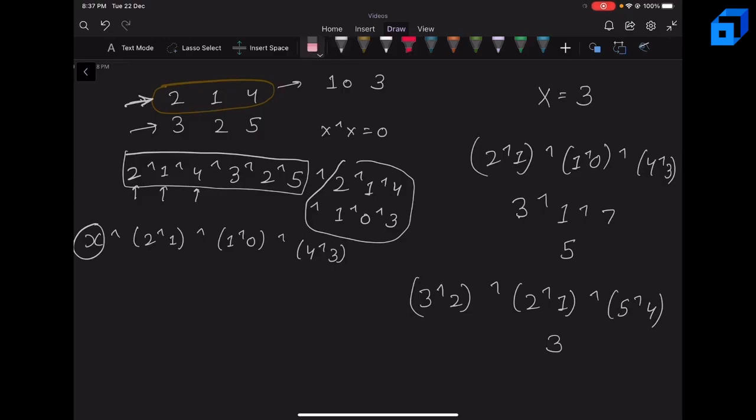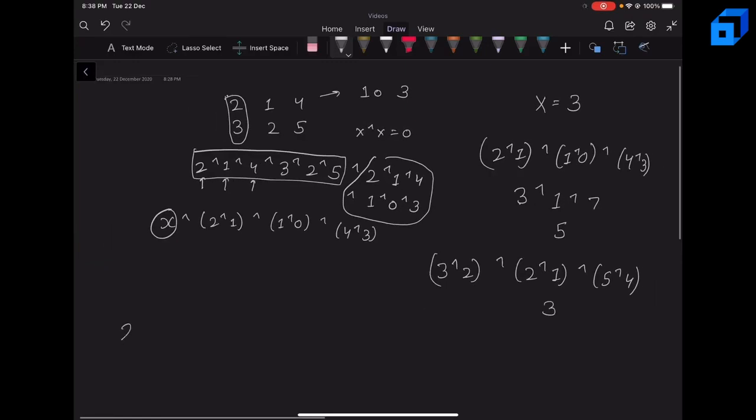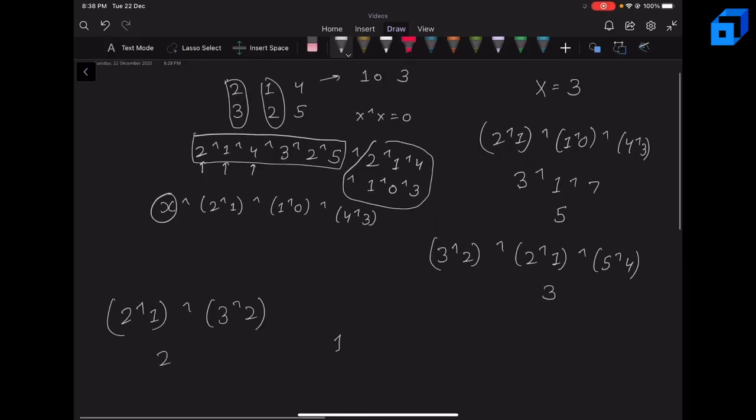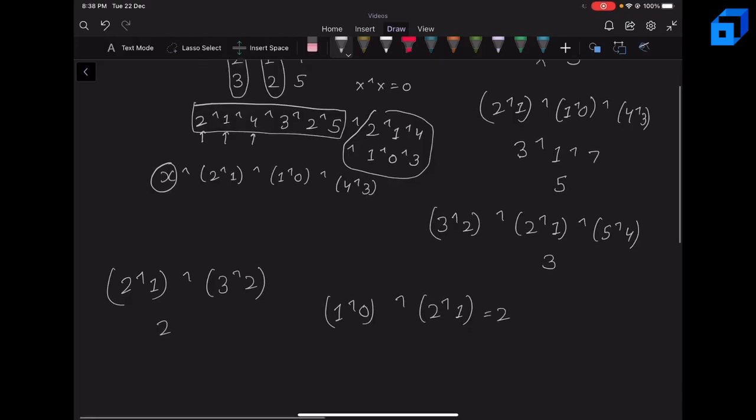Now we will similarly do it for columns as well. So for columns, we have the contribution as 2 XOR 1 XOR 3 XOR 2. So 2 XOR 1 is 3 and 3 XOR 2 is 1. So this will be 2. Now for this column, this will contribute 1 XOR 0 XOR 2 XOR 1. So 1 XOR 0 is 1, 2 XOR 1 is 3 and 1 XOR 3 will be 2. So this will contribute again 2.